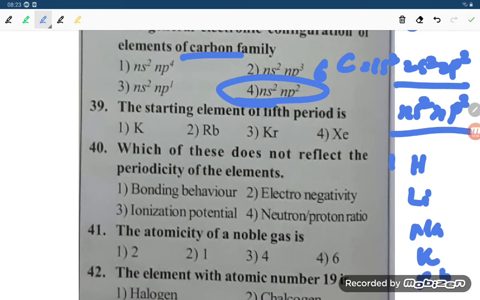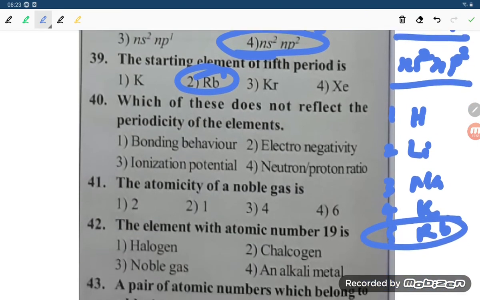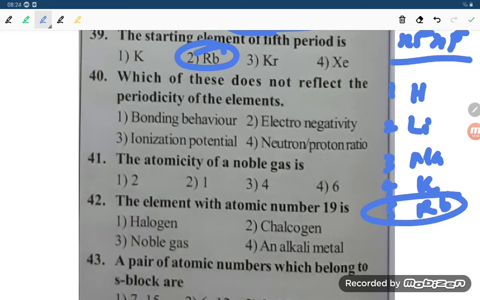So this is first period, second period, third period, fourth period and fifth period. So rubidium is the correct answer. So that is option number 2. Which of these does not reflect the periodicity of the element?